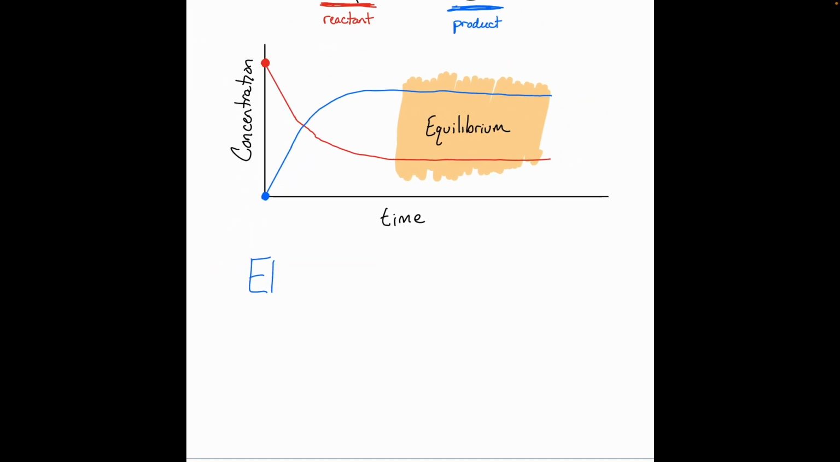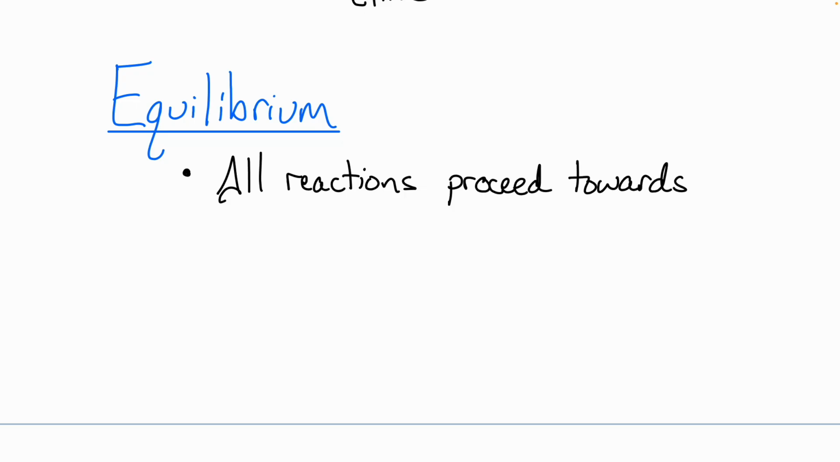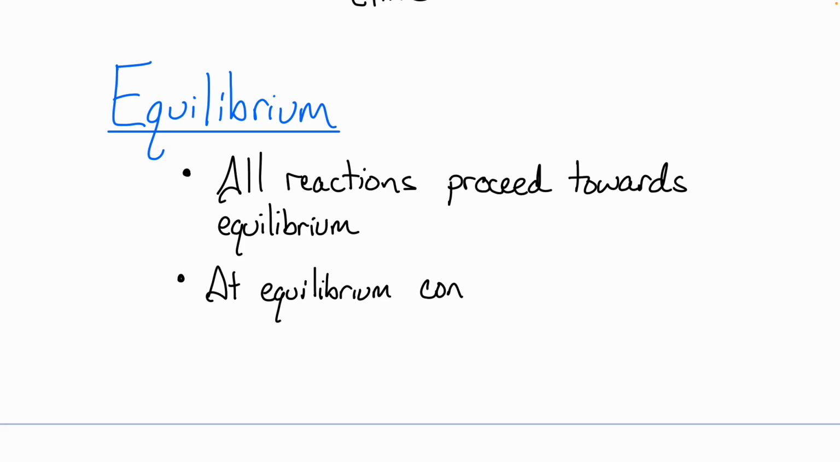All right, so we're going to make some notes about equilibrium here. All right, so importantly, all reactions will proceed towards their equilibrium. All right, and as we've noted on our little graph here, at equilibrium, the concentration of reactants and products are no longer changing, or remain constant.